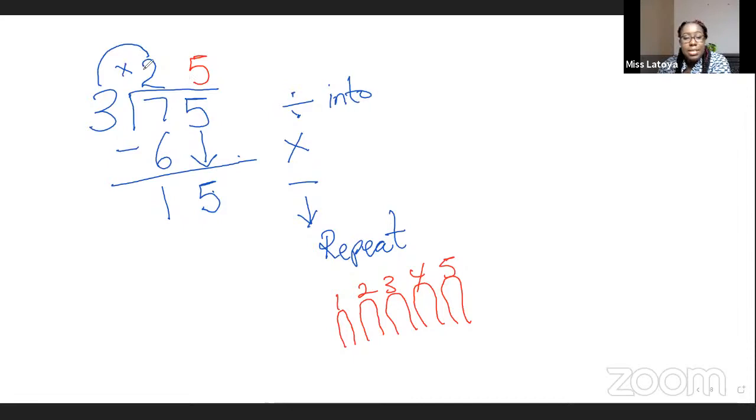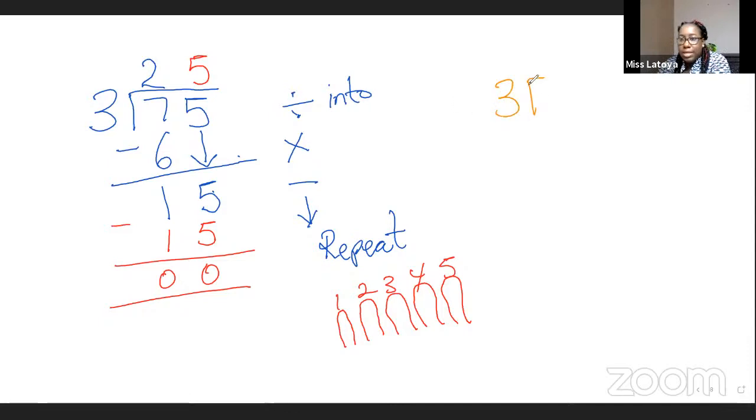What happens after that? I am going to multiply. 3 5s are 15. Now let's subtract. 5 take away 5 is 0, and 1 take away 1 is 0. So we don't have any remainders. Okay, so 3 can go into 75 25 times. Okay, I hope that we are understanding. Let's do our next question. We're going to do 3 into 86.